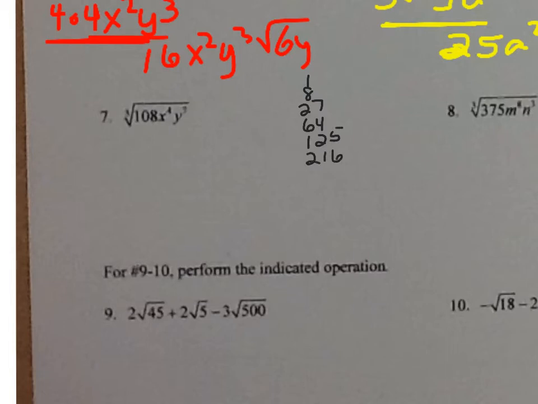All right, so let's find a perfect cube that divides into 108. Notice I'm putting the little 3 inside the check mark. That is 27 times 4. Now remember, perfect cubes with x's and y's or a's and b's have to have an exponent that's a multiple of 3. So if I have an x to the 4th, I have to use x to the 3rd times x. And then my other one is y to the 7th, so I'm going to use y to the 6th times y.